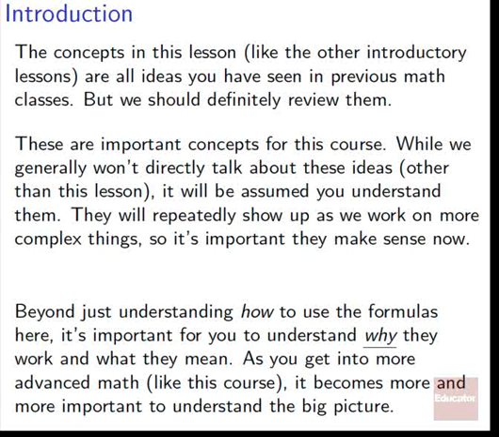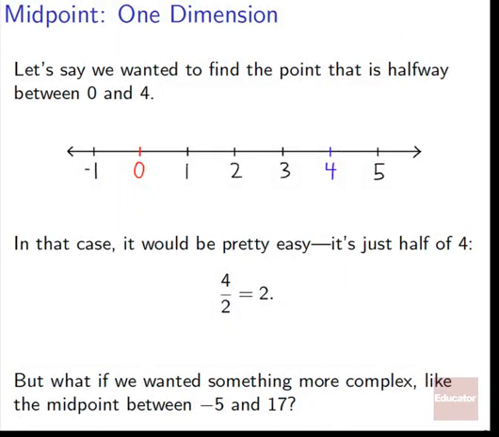All right, let's get started. Let's say we wanted to find the point that's halfway between 0 and 4. That seems pretty easy, right? Halfway between 0 and 4, well, there's 0, click over. Oh, hey, look, it's 2, right? It's just half of 4. 4 over 2 equals 2.